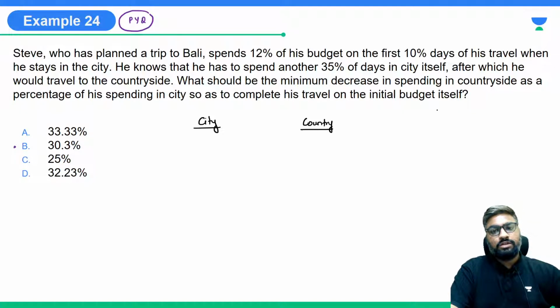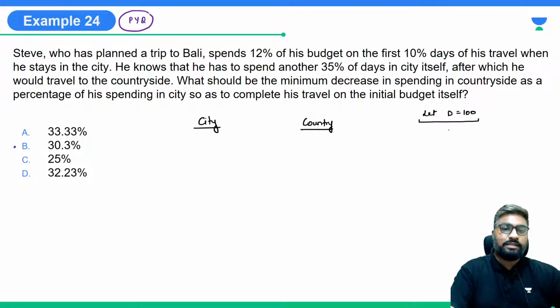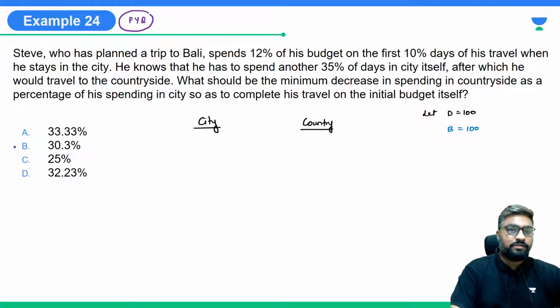Alright. So let's assume number of days to be 100. Okay. Let's say there are 100 days. So what are they saying? And let's say the budget is also 100 या budget को X रख लो कुछ भी. Yes. Let budget also be 100. Yes. So now what happens? They're saying he spends 12% of his budget on the first 10% of the days.